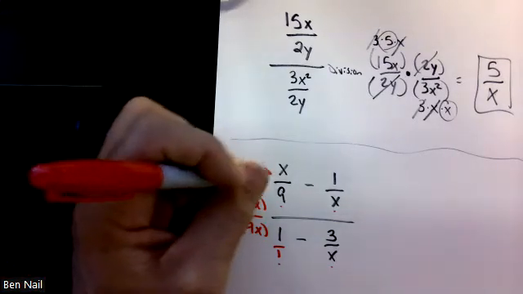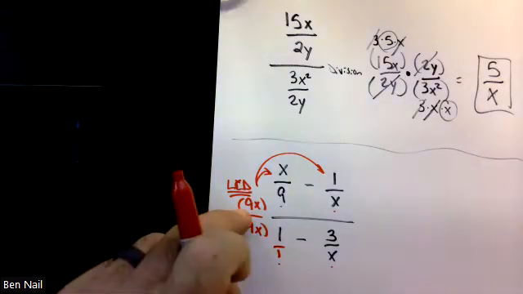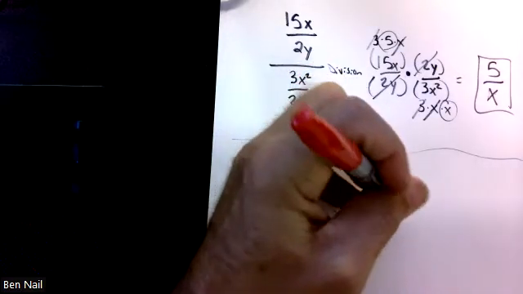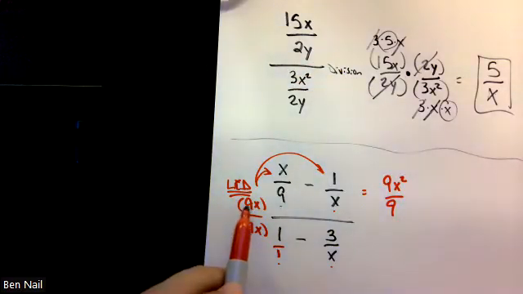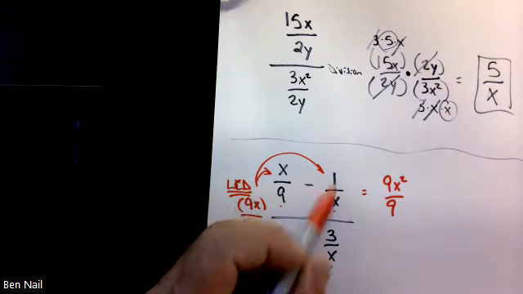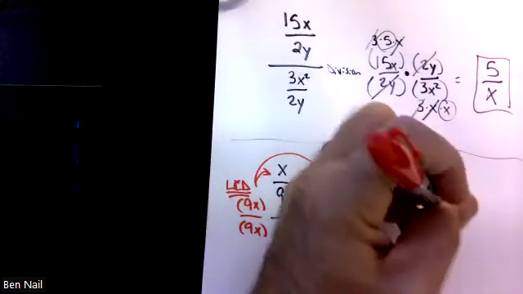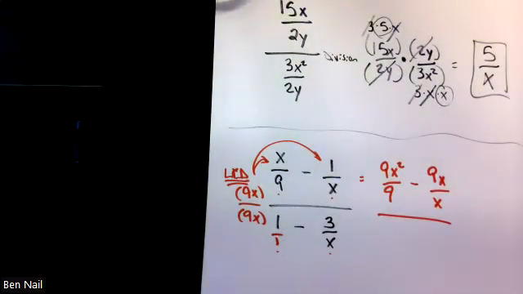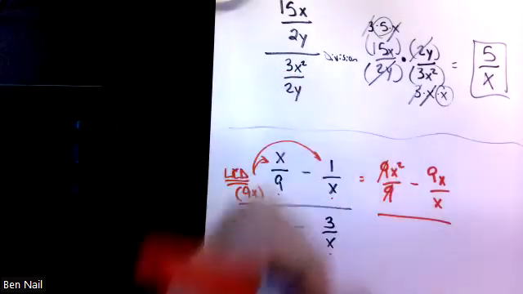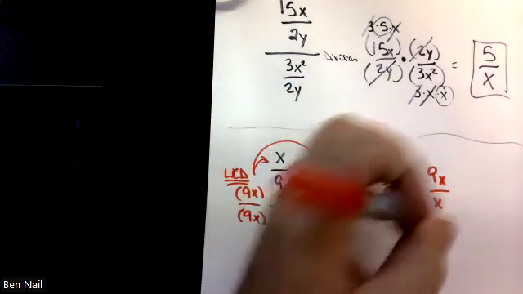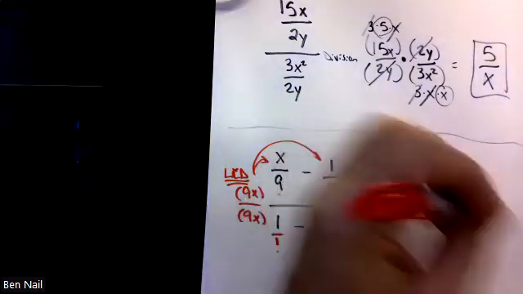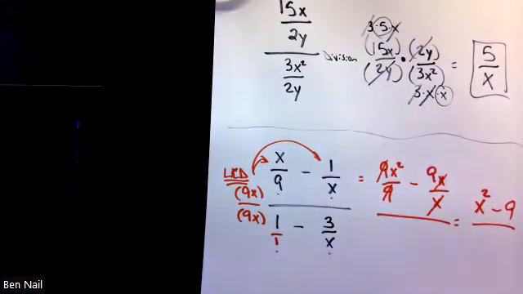Now, when you multiply, again, you've got to distribute here. So 9x times x over 9 is 9x squared over 9. 9x times x is 9x squared over your denominator. 9x times 1 is 9x over x. And again, now we can simplify that. So 9 over 9 cancels out to 1, so that's just x squared. The x's cancel, and then that's just 9.